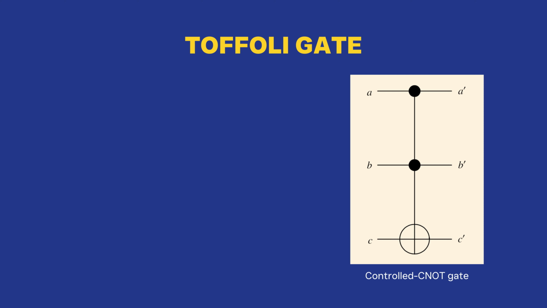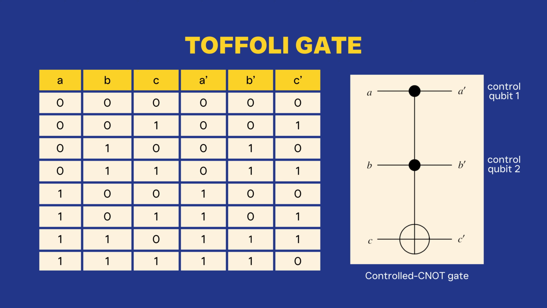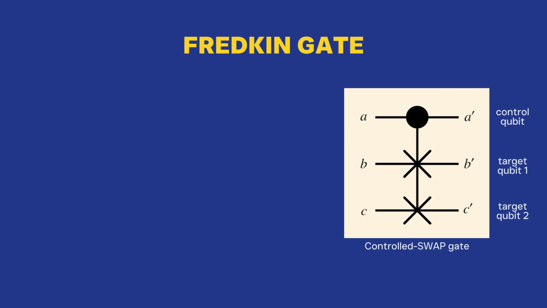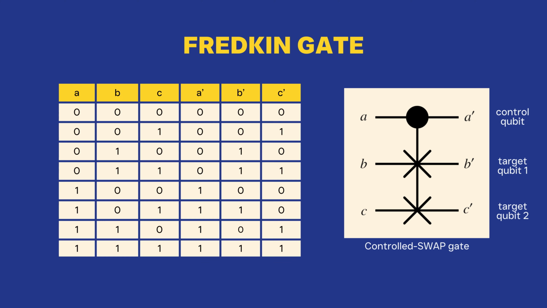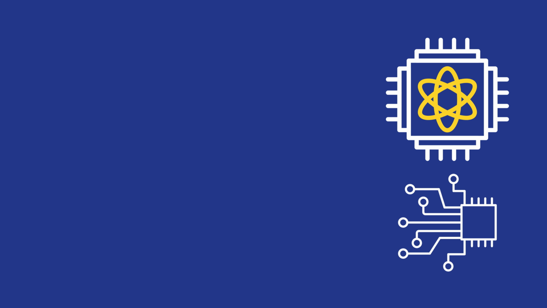The Toffoli gate, also known as the controlled-controlled NOT gate, operates on 3 qubits. It behaves like a CNOT gate, but with 2 control qubits and 1 target qubit. The target qubit changes only if both control qubits are in state 1. Finally, we have the Fredkin gate, or controlled swap gate. This gate swaps the state of 2 target qubits if the control qubit is in state 1. So in summary, multi-qubit gates are fundamental components in quantum computing, allowing for various operations.